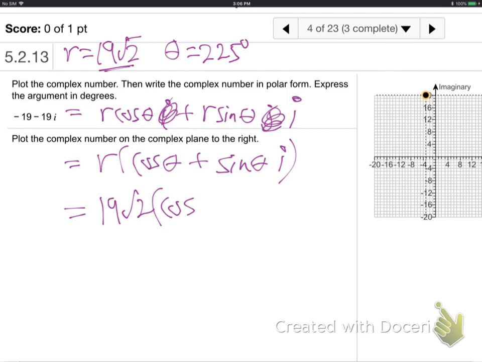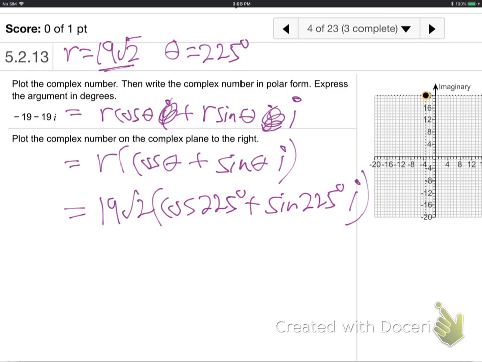Now we plug in the r, 19 root 2, the angle, 225, and there we go. Is that making sense? See how it's the same thing? It's not anything new. I feel like if I can show you it's the same, it'll be easy to remember and strengthen both things. Everybody see that? Hey, that's the answer.